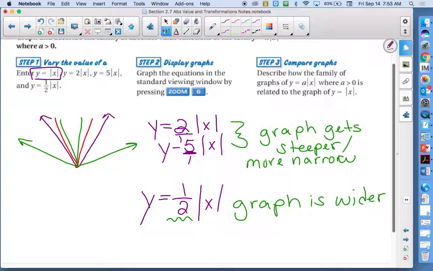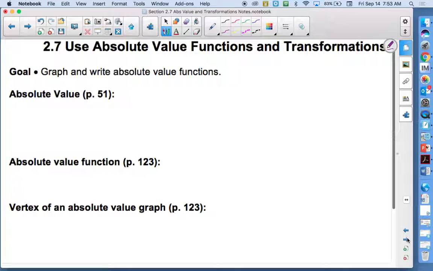So in your notes packet, if you could take out section 2.7. 2.7 is actually a really large section. So there's absolute value functions in it. There's transformations in it, which you did last year with shapes. And then there's piecewise functions in it. So we're going to spend about a week on section 2.7 because there's 3 different pieces of graphs that we're going to be looking at.